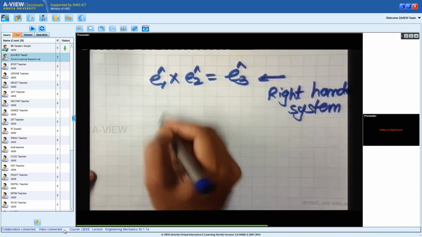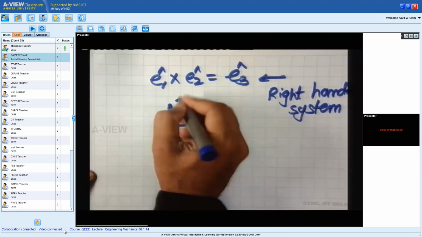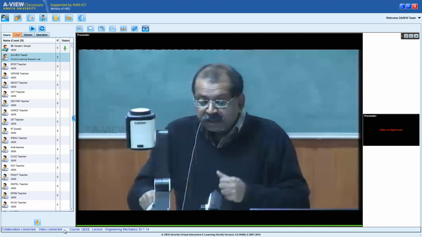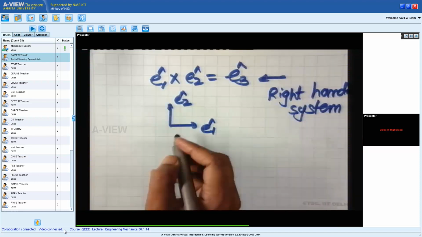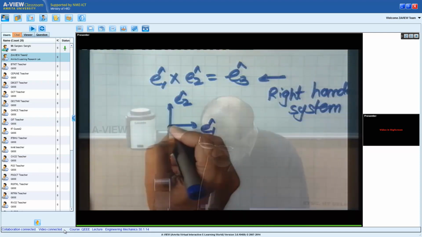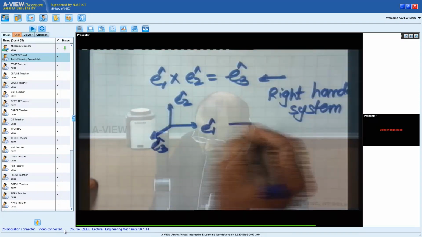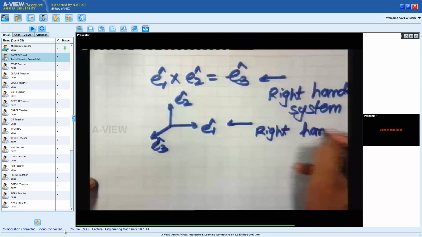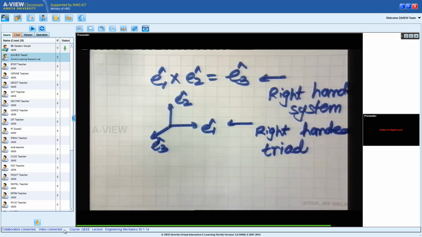So let's say, for example, this is a unit vector E1, this is the unit vector E2. Which direction will be E3? Coming out of the paper or going inside? If E1, E2 and E3 are forming a right-handed system, then the direction of E3 will be coming out of the board, and this is what forms a right-handed system. We use a special word for this. We call it a right-handed triad.